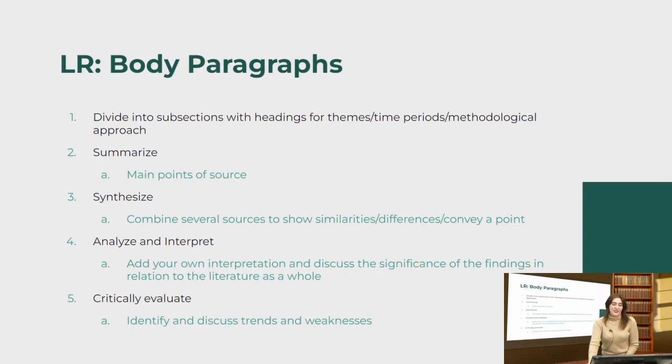What you're going to do first is divide into subsections with headings for the themes or time periods or methodological approach. So that early work we did into sorting out how we kind of map and guide the relationship between our sources that we talked about a minute ago, your subheadings should be concerned with that. You've decided how to organize those texts, have organizational subheadings that help your reader see how you organize those texts. And then summarize. Try to bring out the key points of every source that you use.